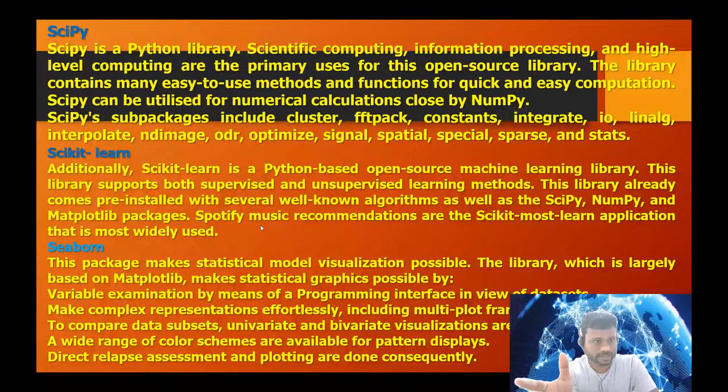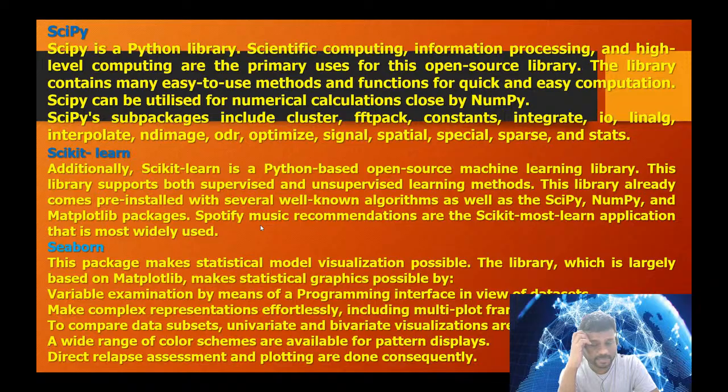So some other library is SciPy. SciPy is a Python library for scientific computing, information processing, and high-level computing. It is one of the primary open source libraries. Basically, SciPy is used in statistical work. If you are doing statistical modeling, then you can use SciPy. For more advanced statistical work, you have to use scikit-learn.